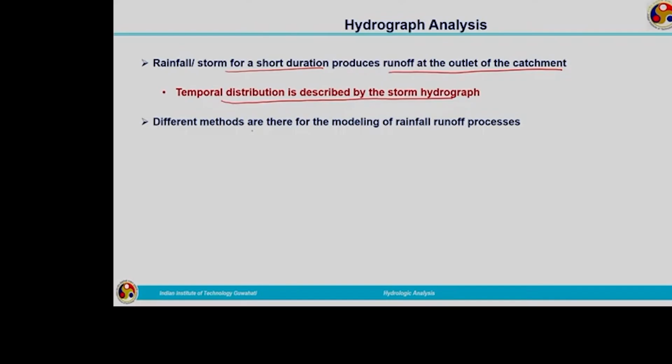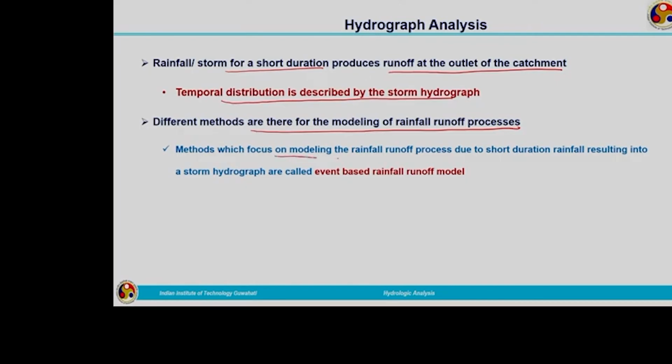So, different methods are there for modeling rainfall runoff processes. Some of the methods focus on modeling the rainfall runoff process due to short duration rainfall resulting in a storm hydrograph, that is known as an event based rainfall runoff model. That is, we are going to consider a rainfall event. That event will be a severe event. Depending on the severity of the storm, we will choose a particular rainfall event, and based on that we will understand the impact of that particular event on the water resources system.